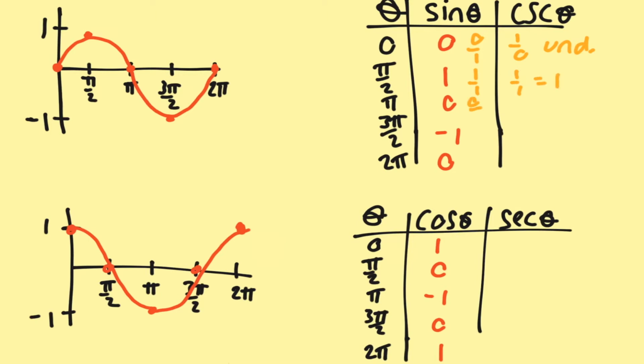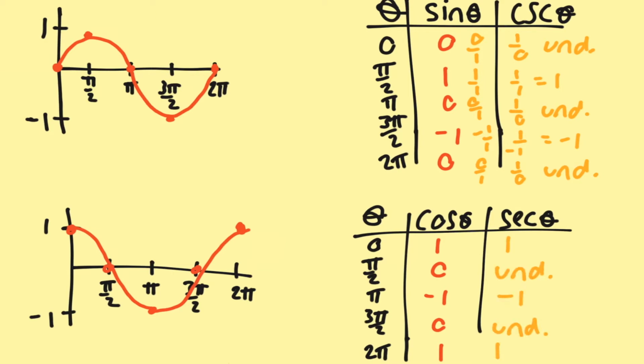0, or 0 over 1, the reciprocal of that is 1 over 0, which is undefined. Negative 1, or negative 1 over 1, reciprocal is 1 over negative 1, which is negative 1. And 0 is 0 over 1, so reciprocal is 1 over 0, which is undefined. You can do the same with secant from cosine.